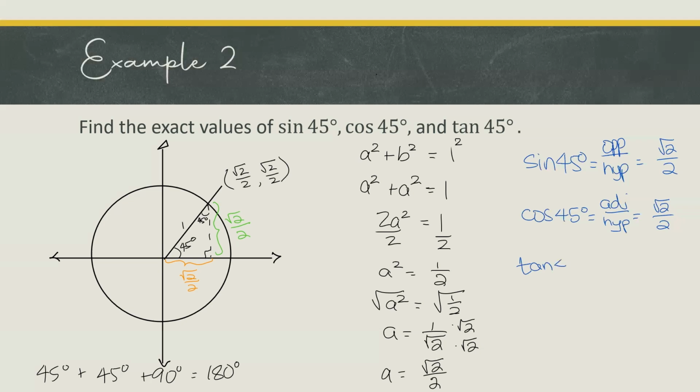And tangent of 45 degrees. Tangent is opposite over adjacent. So it's the square root of 2 over 2 divided by the same thing, which equals 1. So we can see that on the unit circle, but this just kind of illustrates that we can also create a triangle, a right triangle, and use the definitions that we learned in 1.3 to evaluate these.